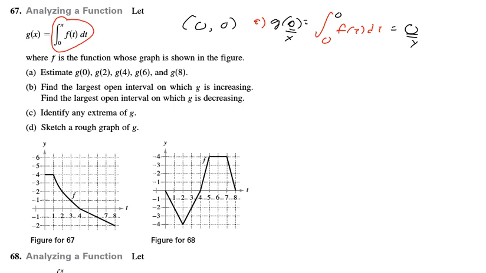So let's look at g of 2. Again, we're doing the integral from 0 to 2 now of f of t dt. What do we think this is going to be? Integral from 0 to 2. So here's 0, here's 2. So what we're looking for is all of this area here. This area here is the integral from 0 to 2 of f of t, right?